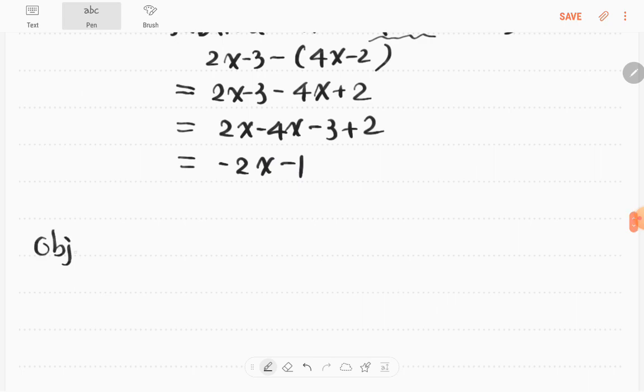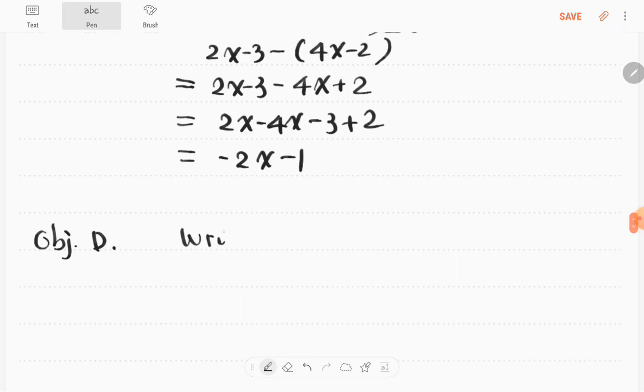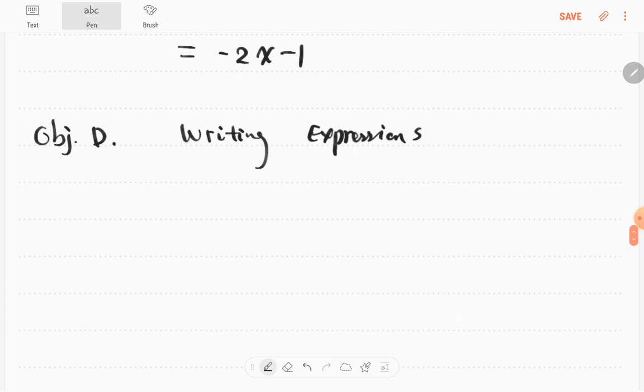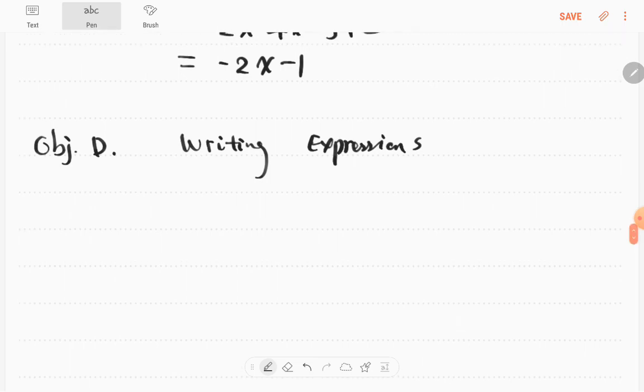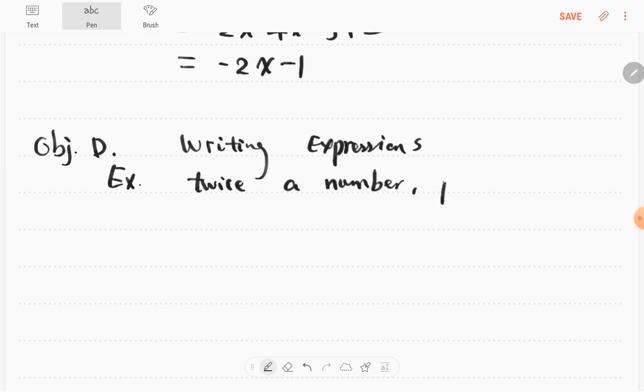And this objective, try to know how to write in the expression, just how to translate the words into the expression. So let's check some examples. This time we have these words: twice a number, then plus 6. So how can we translate it?